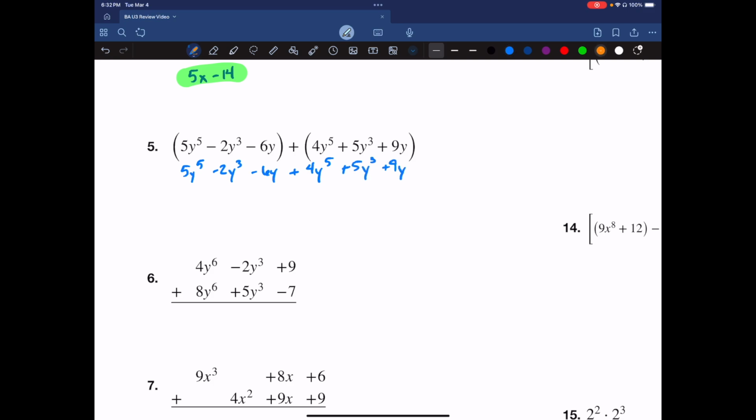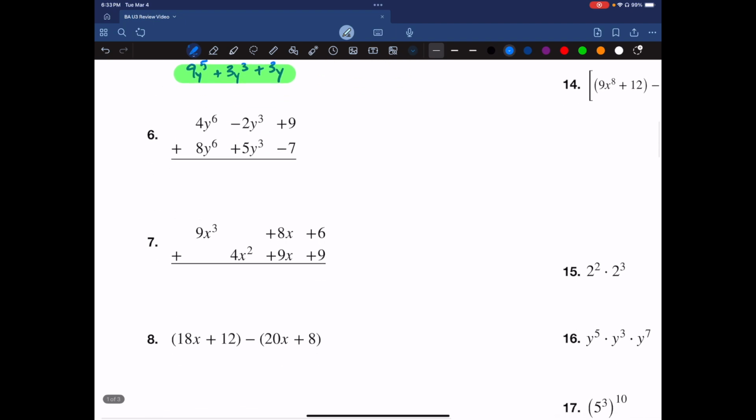Now, at this point, this is where I would take a second and label all of my like terms. So right here, I have y to the fifth, 4y to the fifth. I have 2y cubed, negative 2y cubed, and positive 5y cubed, 6y, 9y. And then I just take it one step at a time, combining like terms. 5y to the fifth plus 4y to the fifth is 9y to the fifth. Negative 2y cubed plus 5y cubed is 3y cubed. Negative 6y plus 9y is plus 3y. You combine all your like terms, that's it, and you're done.